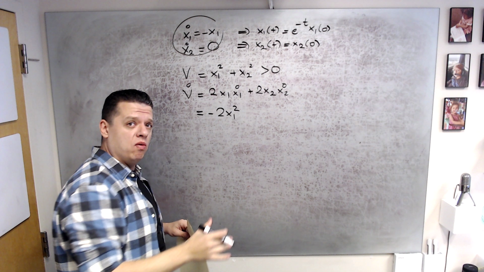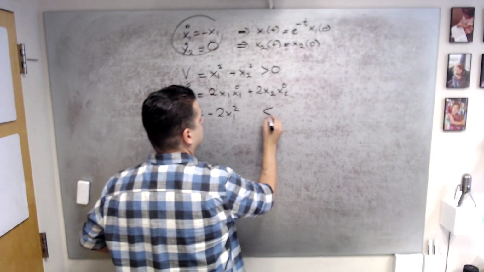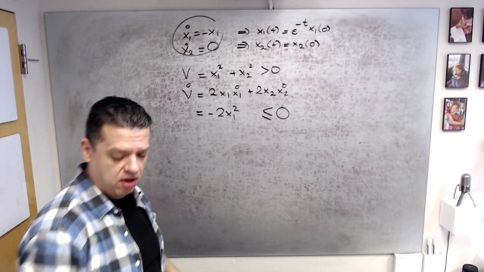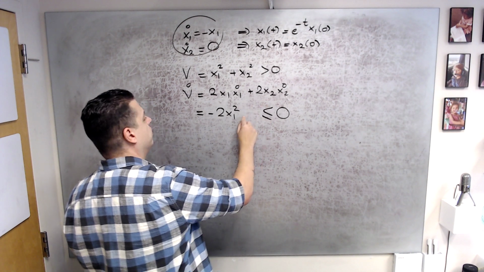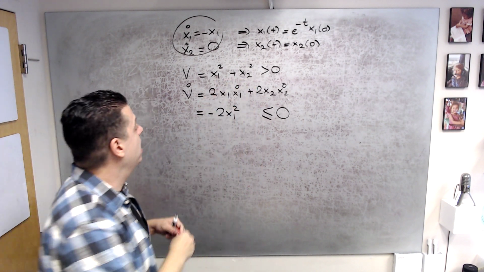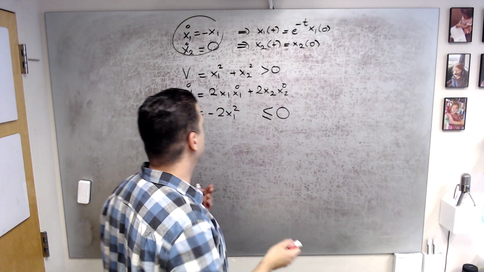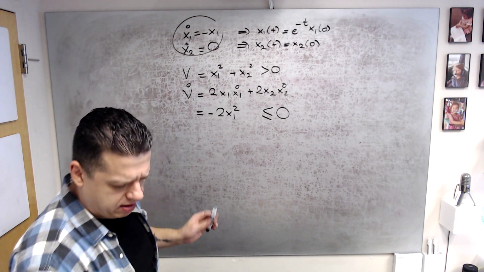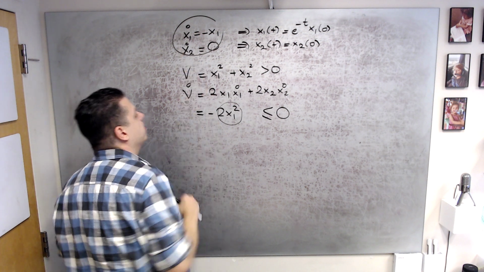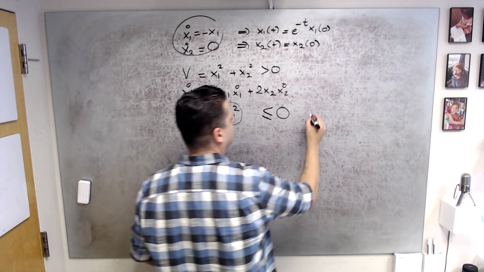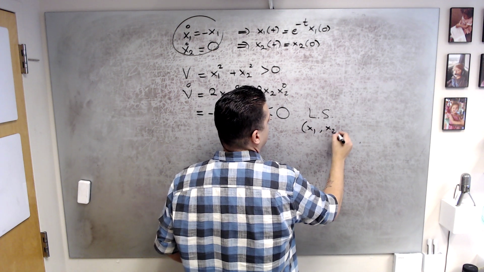Inserting these, we have minus 2x1 to the power of 2. Since we don't have a second term, the best we can say is this, nothing more than that. If you also had a term like minus some positive constant multiplied by x2 to the power of 2, then you could say it is less than 0, but this is not the case. You only have one variable. You don't know what the other variable is doing. So you have here Lyapunov stability, or x1 and x2 are bounded.